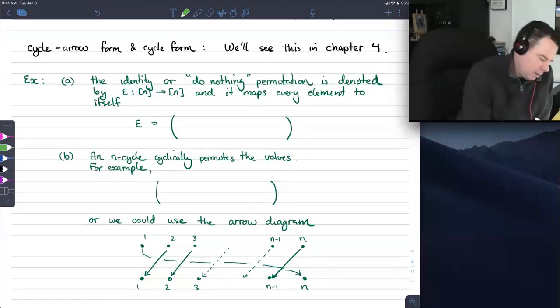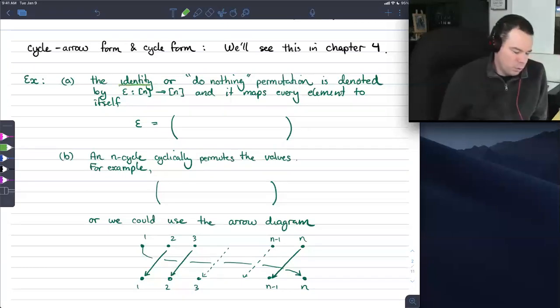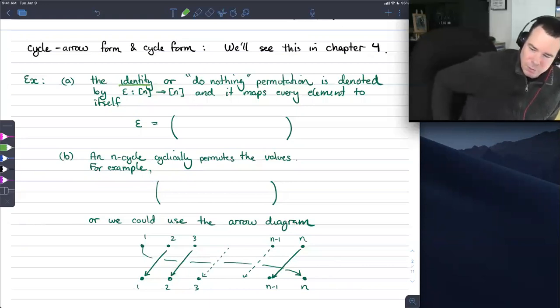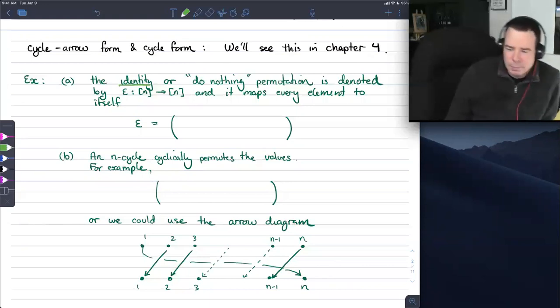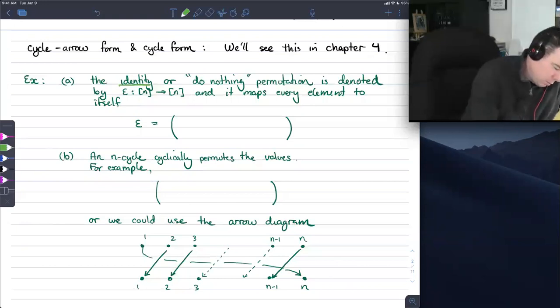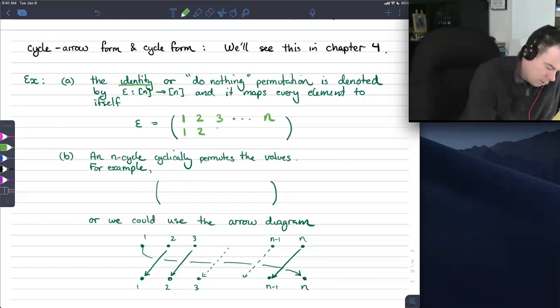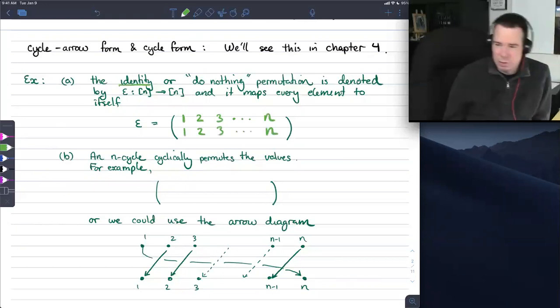So the identity, or do-nothing permutation, is denoted by this fancy E, sort of loopy E, or a fancy epsilon, if you want to think of the Greek letter. And what it does is it just maps every element to itself. So if I look at 1, 2, 3, up to n as my inputs, then all the identity does is map them all to themselves. So that's what the identity permutation is.